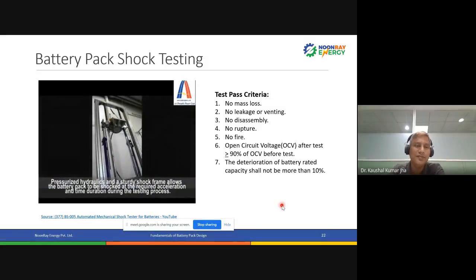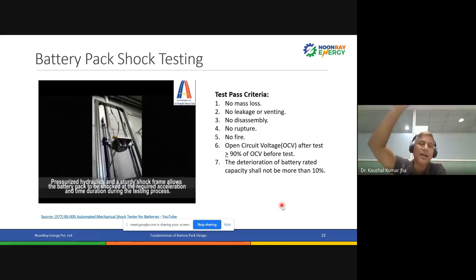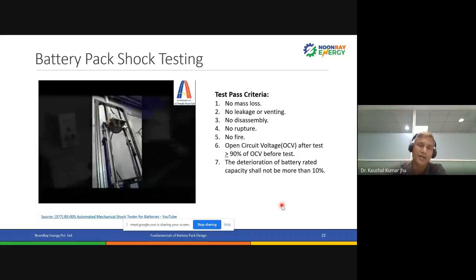So this is the shock test. It's lifted up, and from there it's just free fall. It's coming up.